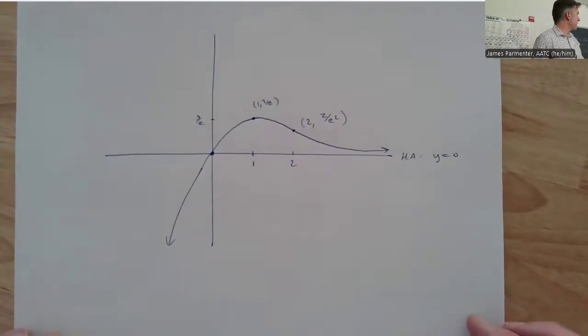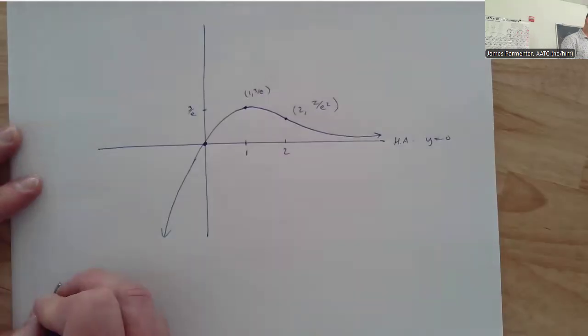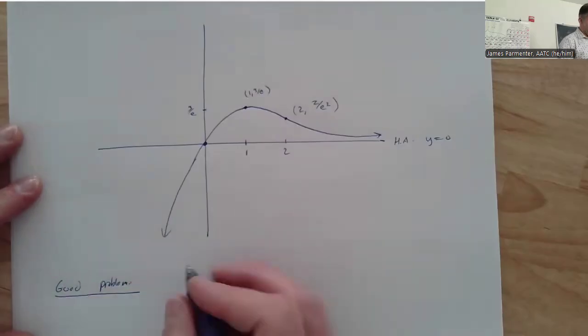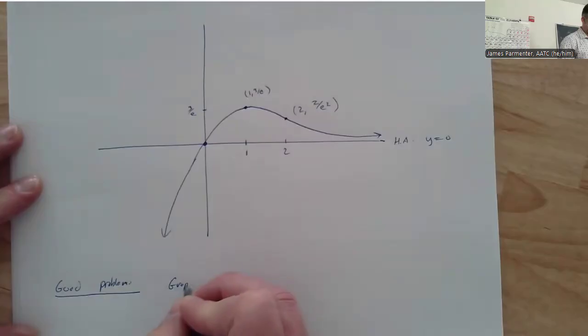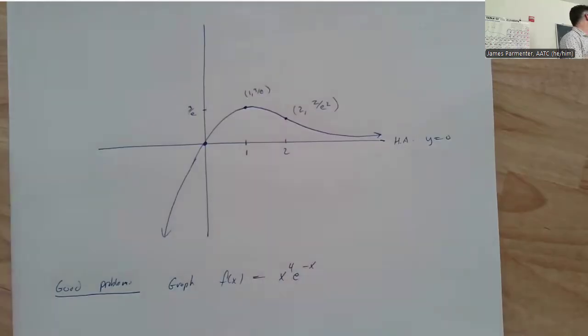I don't want to do this next one because I think it's a little too repetitive, but I will encourage all of you to try it on your own. I would say a good problem to work on, which is similar but has a little bit more going on, is to graph f of x equal to x to the 4th times e to the negative x. And I will say this graph is nice because all of the critical points are nice integer values. So it's a good example of a graph that's worthwhile.